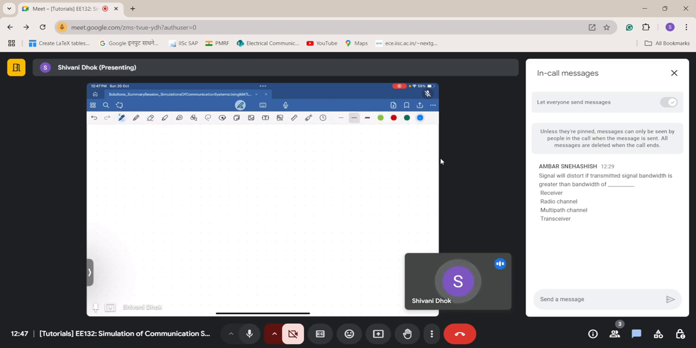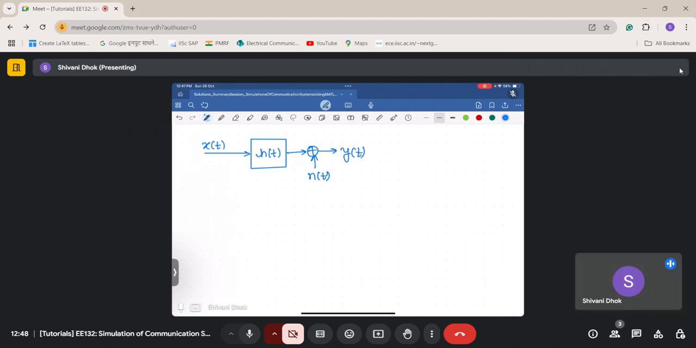So what happens is you transmit some signal x(t). I'm talking in time domain. Then you have some channel which is, let's say, h(t), and then you have your noise added n(t), and then you have your output y(t). Okay, so this is your radio channel. So anything between your transmitter and receiver without noise is your channel.